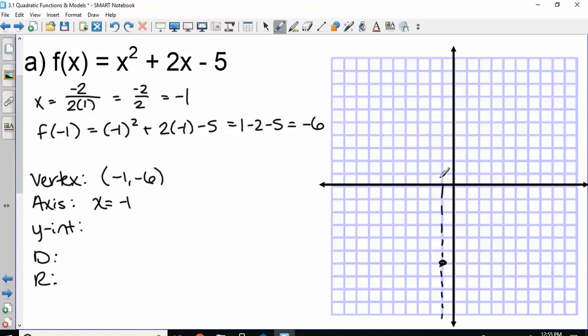When you graph that, you just put a dashed line for that axis of symmetry. It's not technically part of the graph of the parabola, it's just there to help us get our graph. Okay, then y-intercept, how do we find that? Plug in a 0 for your x, and you get negative 5. So we hit the y-axis at negative 5. You have to have 3 points for the graph. I only have 2 so far. How do I get my third?